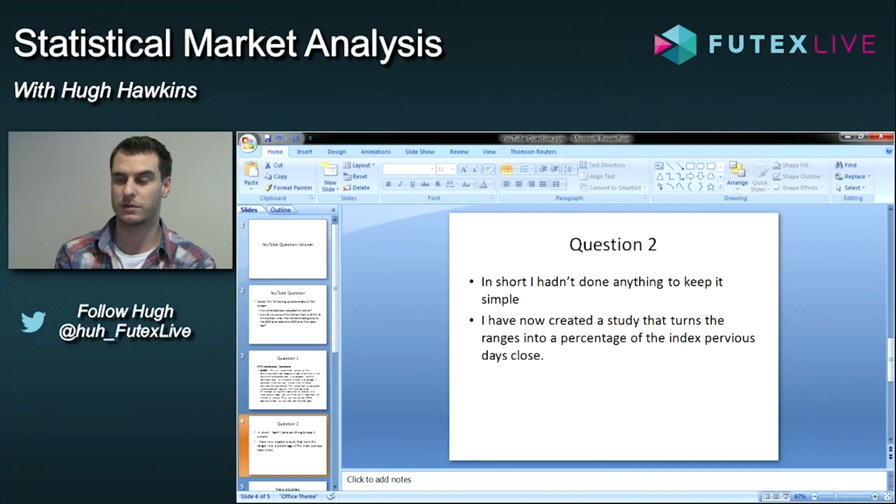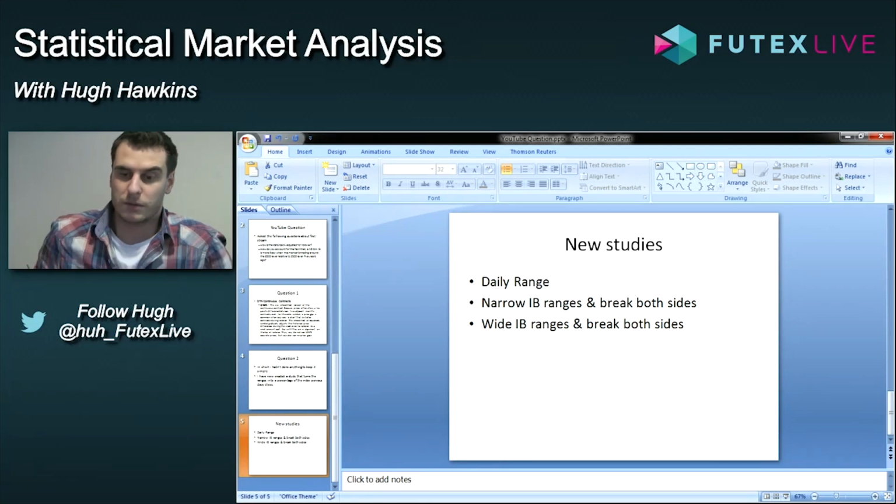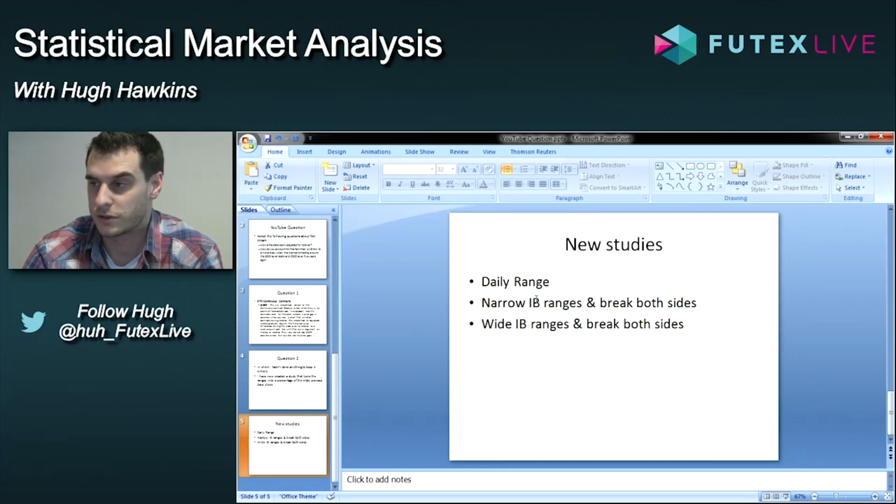of yesterday's close. So the three studies I've got to talk about today are a daily range, just to show you how I've done that, and then I've done the narrow IB, break both sides, and the wide IB, break both sides. And I'm going to talk through those for the Euro Stocks and the Bund, and show you the examples. So I'll show you on Market Delta.